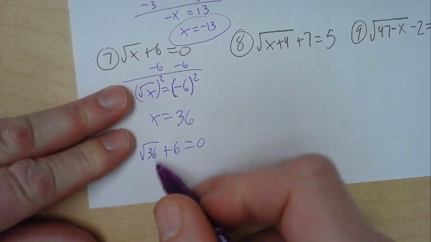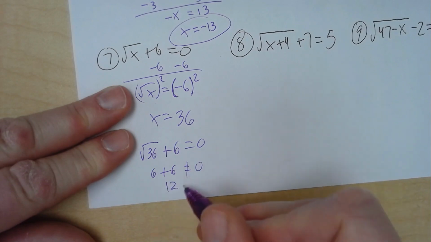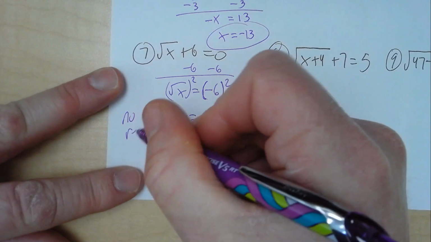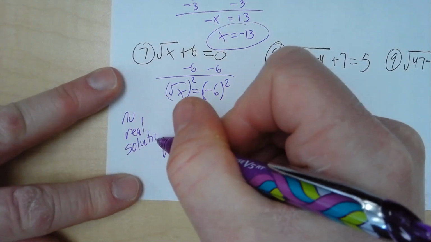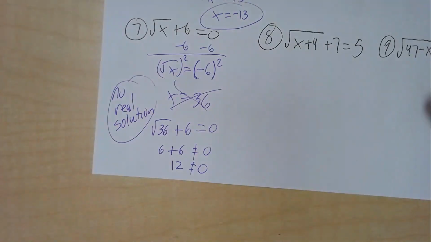Well, the square root of 36 is 6, plus 6 does not equal 0. It equals 12. 12 is not 0. So this one has no real solution. Right? There's no solution to this one. No real solution. All right? So 36 doesn't work.